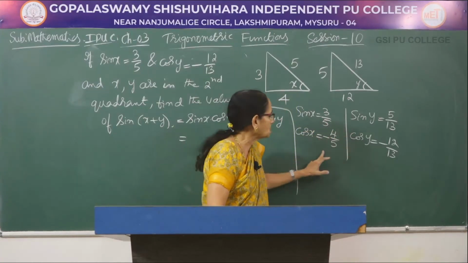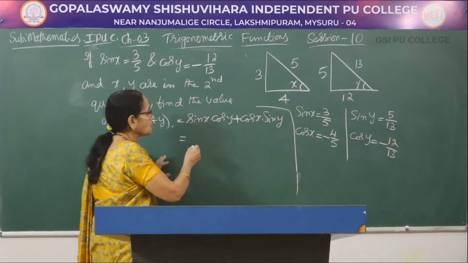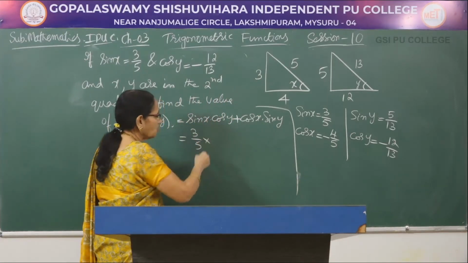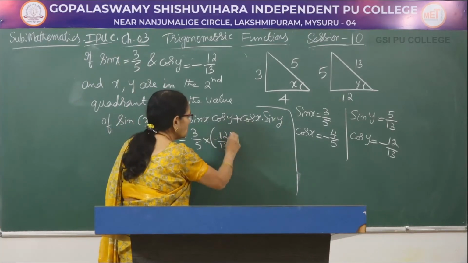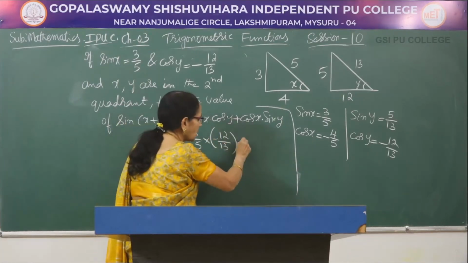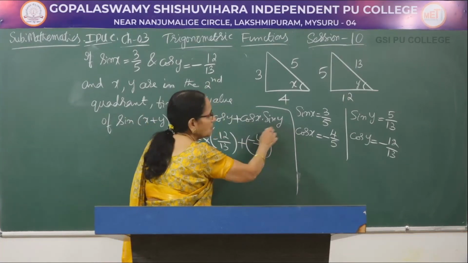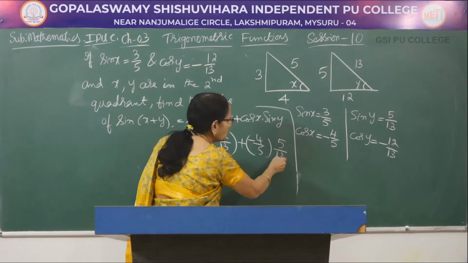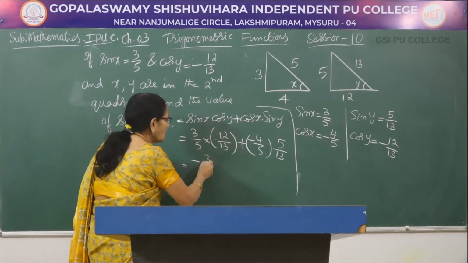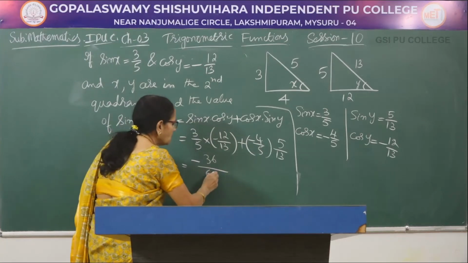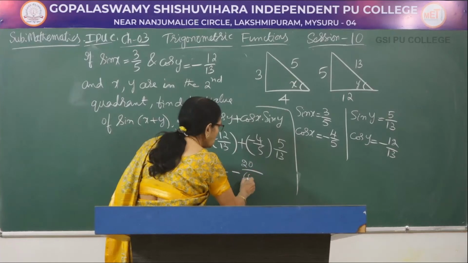This and this were given, this and that we have written here. So, when you have all the values here, substitute sin x, that is 3 by 5, into cos y, that is minus 12 by 13, a negative number inside the bracket, plus cos x, it is minus 4 by 5, into sin y, we have calculated to be 5 by 13. Now, it is minus 12 3s are 36, 13 5s are 65, minus 5 4s are 20, divided by 65.